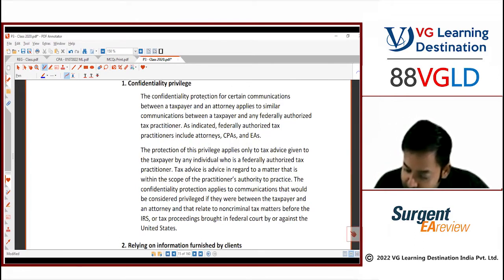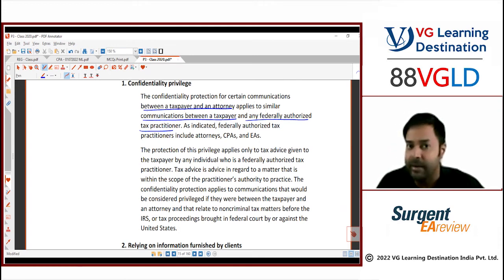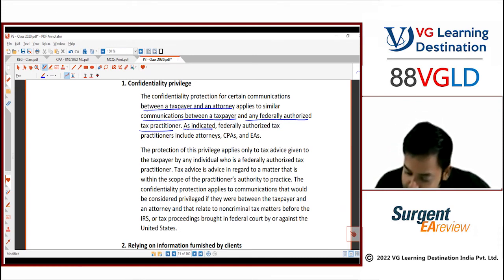The confidentiality protection for certain communication between the taxpayer and the attorney applies to similar communication between the taxpayer and the federally authorized tax practitioner. So the way we have the relationship between the taxpayer and the attorney, we discussed the client and the attorney, a similar privilege will apply here also. As indicated, federally authorized practitioners include attorneys, CPAs, and EAs. The protection of this privilege applies only to the tax advice given to the taxpayer by an individual who is a federally authorized tax practitioner in this case.